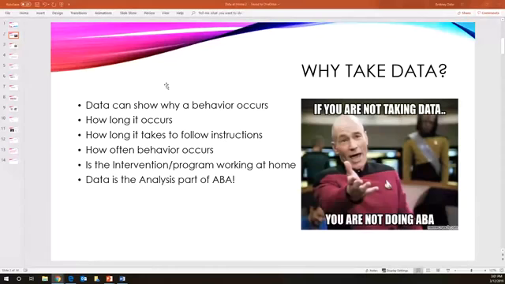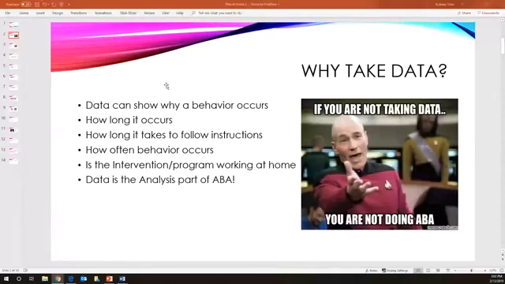So why do we take data? Well, for applied behavior analysis, the analysis part of it is data. We can't do anything without data to back up our interventions, to back up why the behaviors are occurring, and it shows that the intervention is the right one.